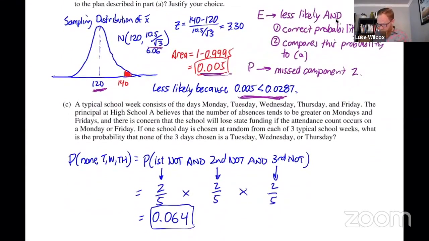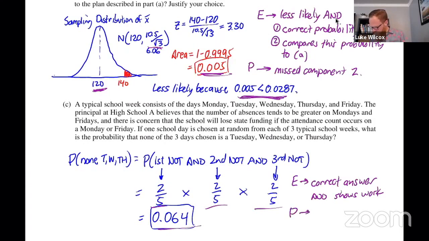And then the third part, part C here, in order to get an essentially correct, pretty straightforward here. You've got to have the correct answer. And guess what? Shows work. We're definitely seeing this trend amongst the probability questions. So this, of course, would count as showing our work, and this would be our correct answer. Partially correct is if you have the correct answer and no work.